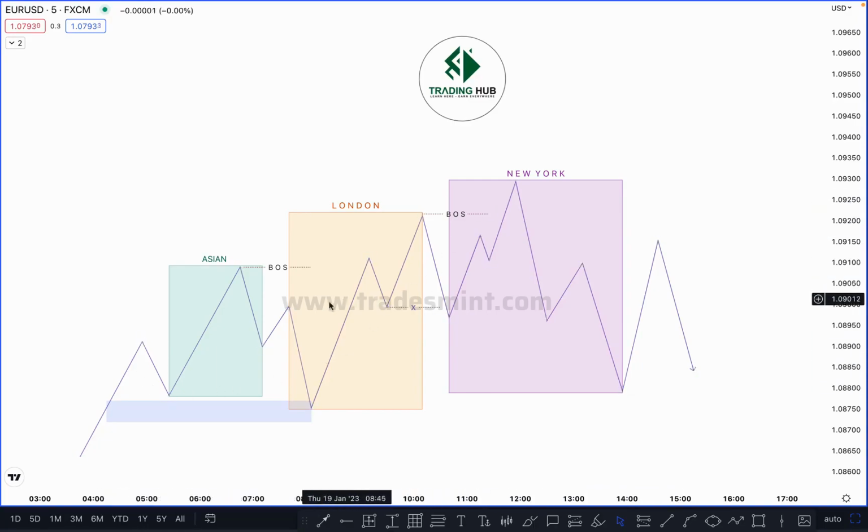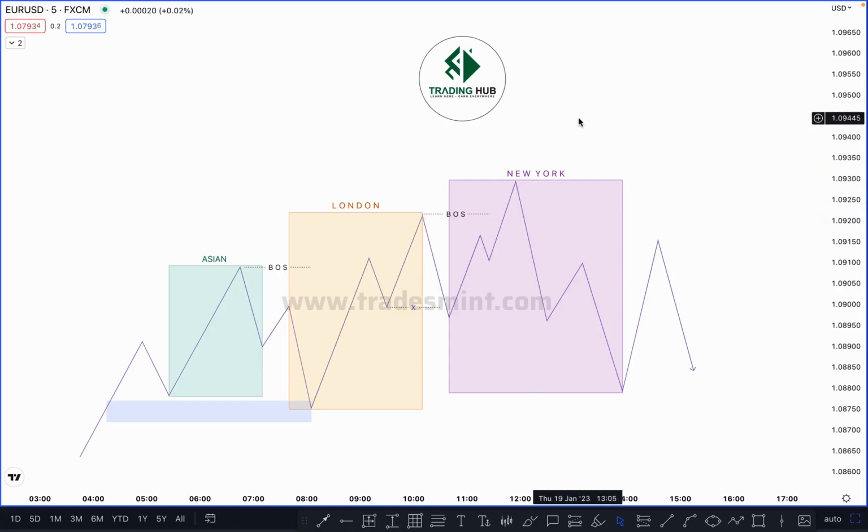So this is our first scenario. If the Asian session and London session both are bullish, then New York will be bearish. So this is our first indication that New York can give you a downside move, even if the market closes above it. Okay, so this is the first indication.